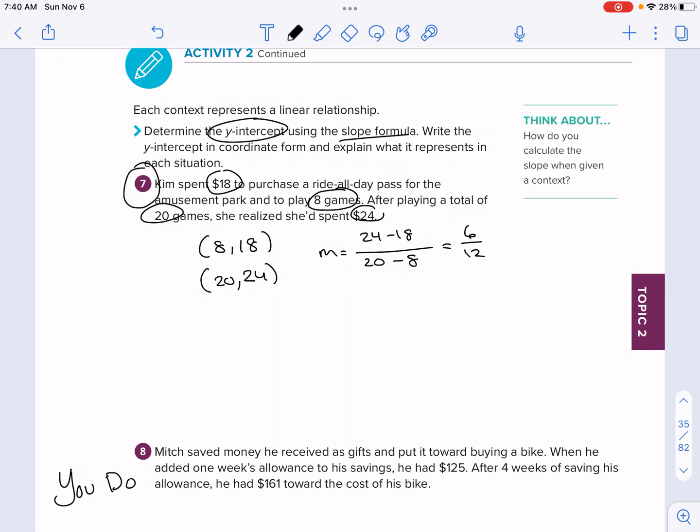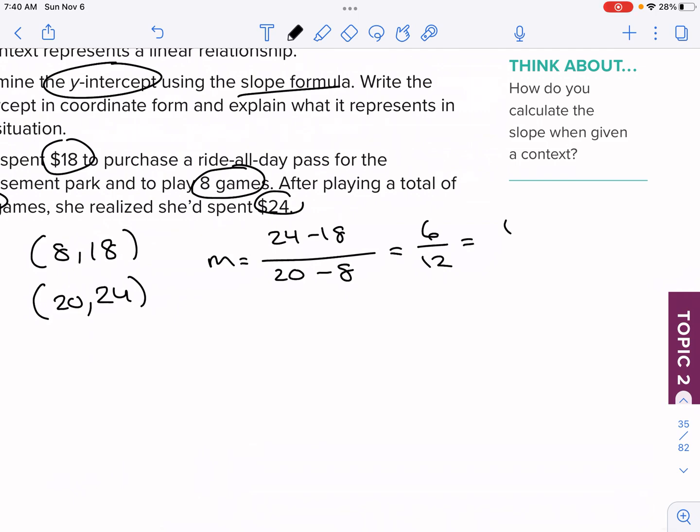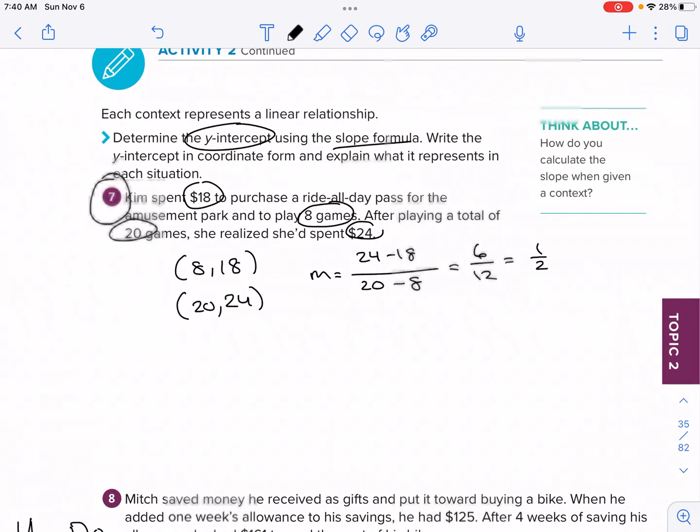Now for this, we get a proper fraction, but we can simplify that. That is 1/2. So 1/2, or half of a game every dollar. Half of a game every dollar, or 1 game for every $2. Now let's identify the y-intercept here.